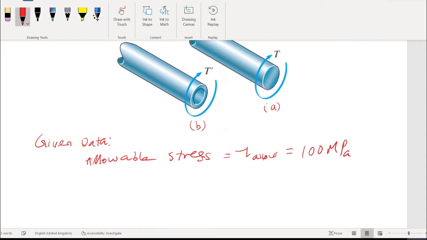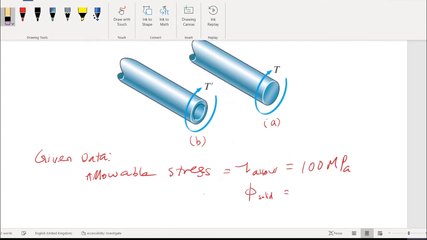Keep it aside. And then the diameter of the solid shaft is given. Diameter of the solid shaft, I put it as dia of solid shaft. Can you clearly note this point?